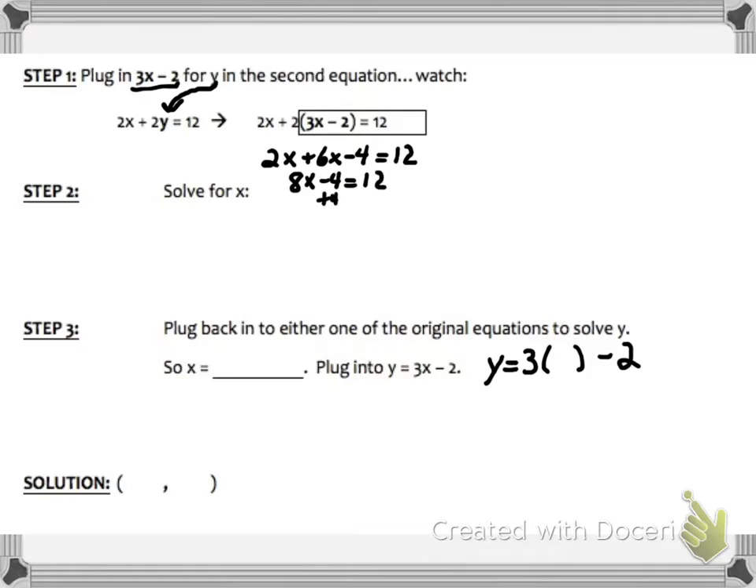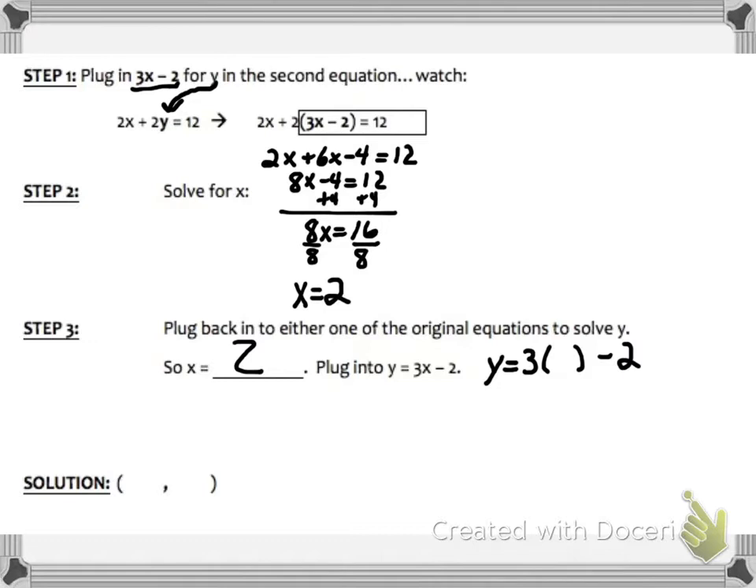Add 4 to both sides and get 8x equals 16. Divide by 8. And I'm going to find that when x is equal to 2, these two equations are going to be equal to each other. Now, to find out what the y value is that goes along with this, I take and I plug the 2 into one of the two equations. It does not matter which one you plug in for.